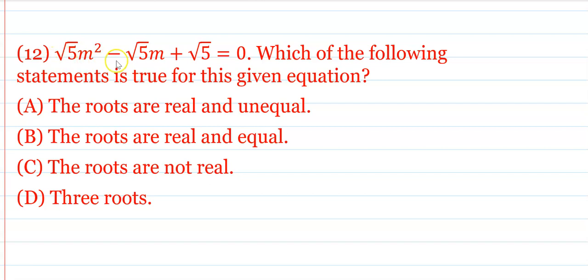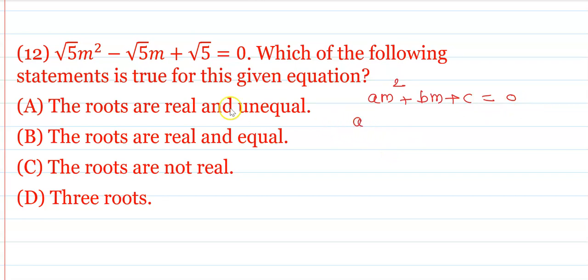Root 5 m square minus root 5 m plus root 5 is equals to 0. Which of the following statement is true for this given equation? Roots are real and equal. Roots वर आहेत. There are the three roots. Three roots नाहीत त्याच्यामध्ये 101% because it is a quadratic equation. मग त्यासाठी काय की आपल्याला discriminant find out करावं लागणार यासाठी. Again we will compare the given equation with a m square plus b m plus c and that's equals to 0.